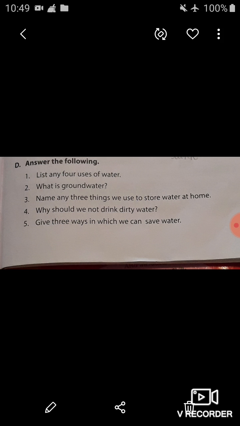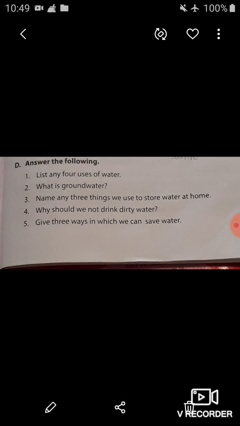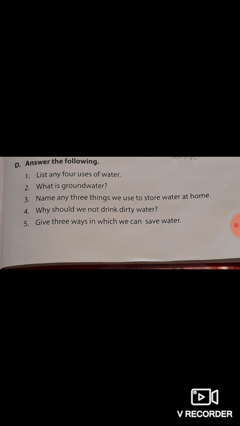Now let's come to question number 5. Give 3 ways in which we can save water. So students, here you have to write 3 ways in which we can save water. The first one is by storing rainwater. The second one is close the tap when not in use. The third one is by fixing the leaking taps or pipes.